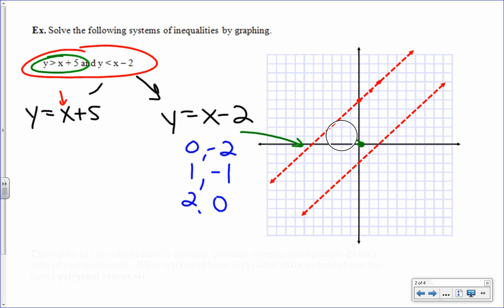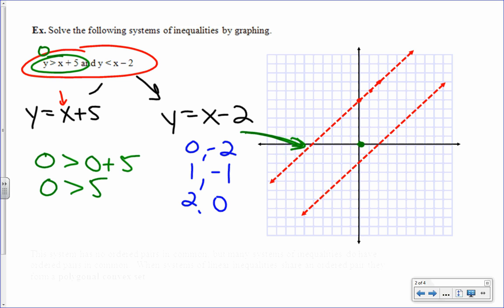And we're going to see, is that where the solutions reside or not? So we put 0 in there. So I'll write it down here. 0 greater than 0 plus 5. So in other words, 0 is greater than 5. Is that true? No. So with respect to this line, 0, 0 really is not where the solutions are.